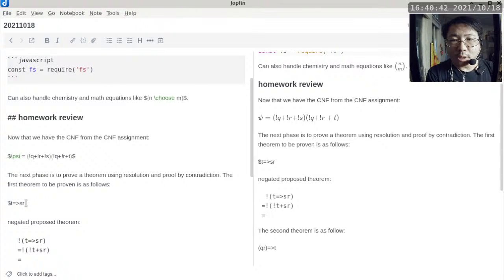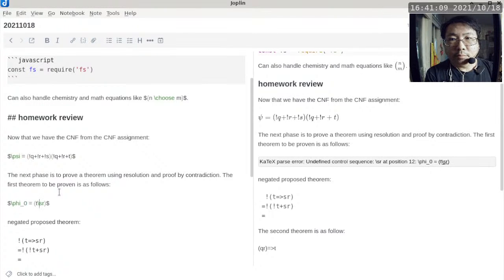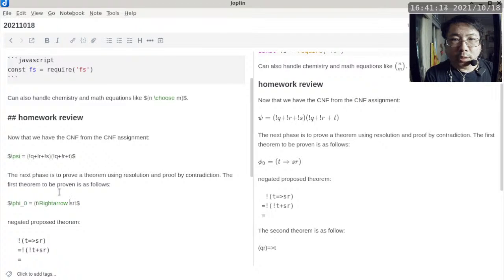And this is the first one. So I'm gonna say phi 0, phi null, is that expression, and then close the math equation. There we go. Obviously the right arrow can be fancier, so we'll use this right arrow. There we go. All right, so there you go.